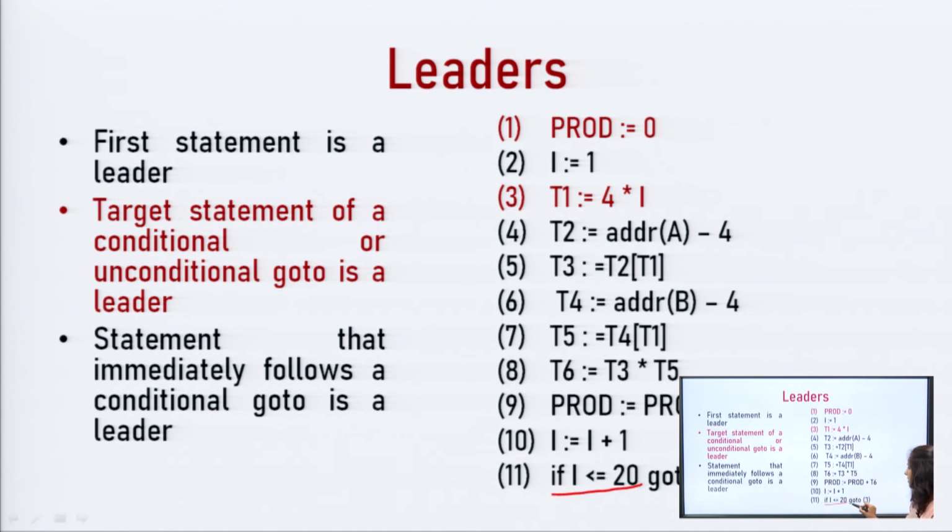Here we have this go to statement and it is targeting statement 3. So, statement 3 will be the leader. Next is the statement that immediately follows a condition. Go to is a leader, meaning here we have the go to statement, and a statement just after it, suppose we have the 12th statement. This can be the next leader, but this is the end of the program. So, in this representation we have only 2 leaders, statement 1 and statement 3.